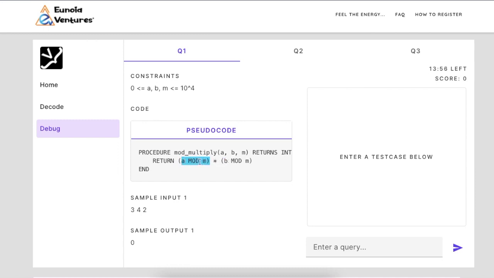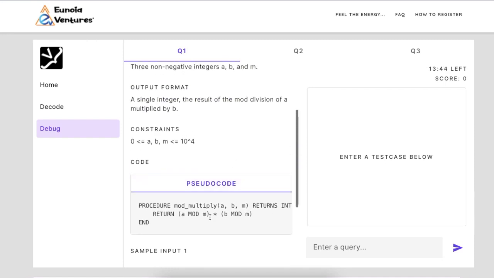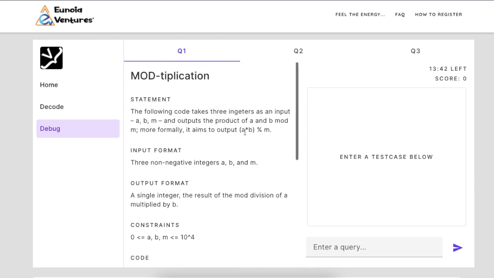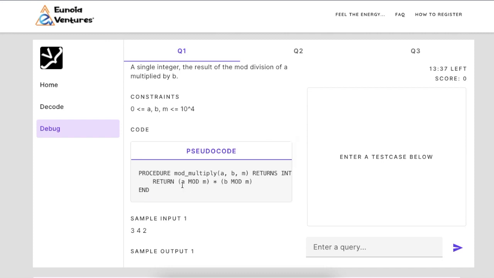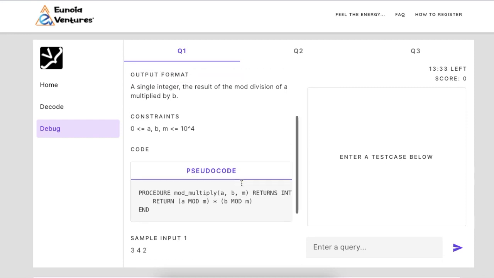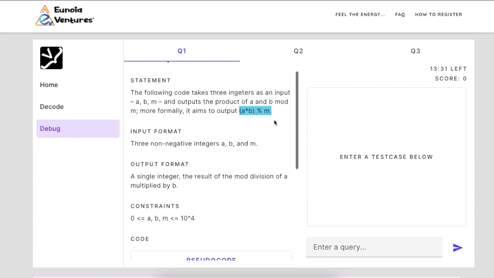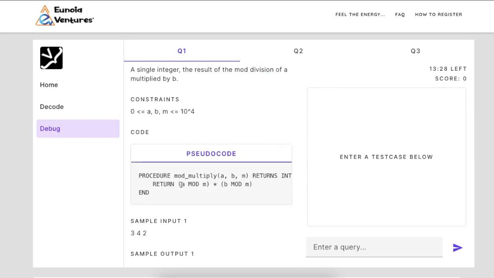A mod m will always be smaller than m. B mod m will always be smaller than m. But the multiplication of these two remainders may not necessarily be smaller than m. So if we take the case of m being 4, the output can only be 0, 1, 2, or 3. But to get an output that would be different from the intended output, we need a multiplication that is equal to or greater than the divisor.